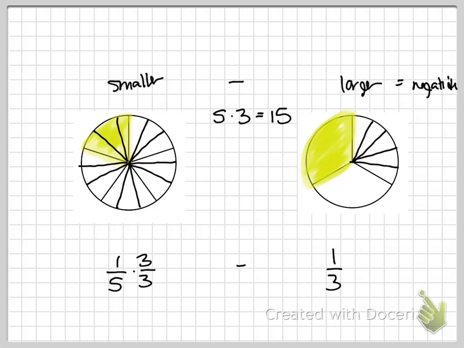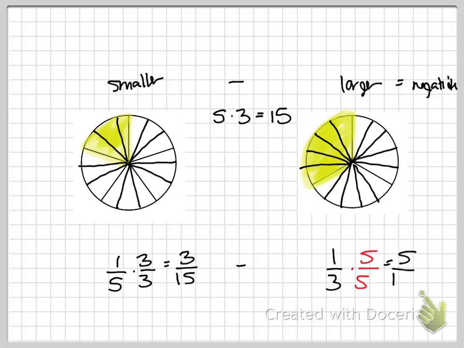Okay, I'm going to cut each of these thirds into 1, 2, 3, 4, 5 slices. Okay? So, again, I multiplied 1/5 by 3 over 3. I multiplied 1/3 by 5 over 5. So now I have, right, multiply across, 3/15 minus 5/15.